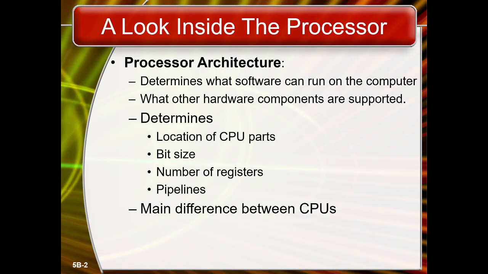It determines what software can run on the computer, and microprocessor or processor architecture also determines what other hardware components are supported by that architecture. It determines the location of CPU parts, bit size, number of registers, and pipelines. The main difference between CPUs is processor architecture.